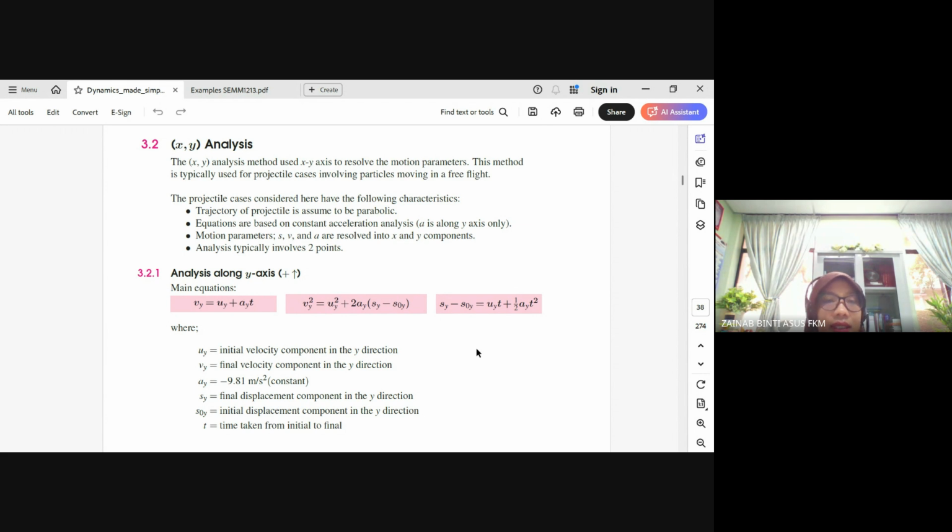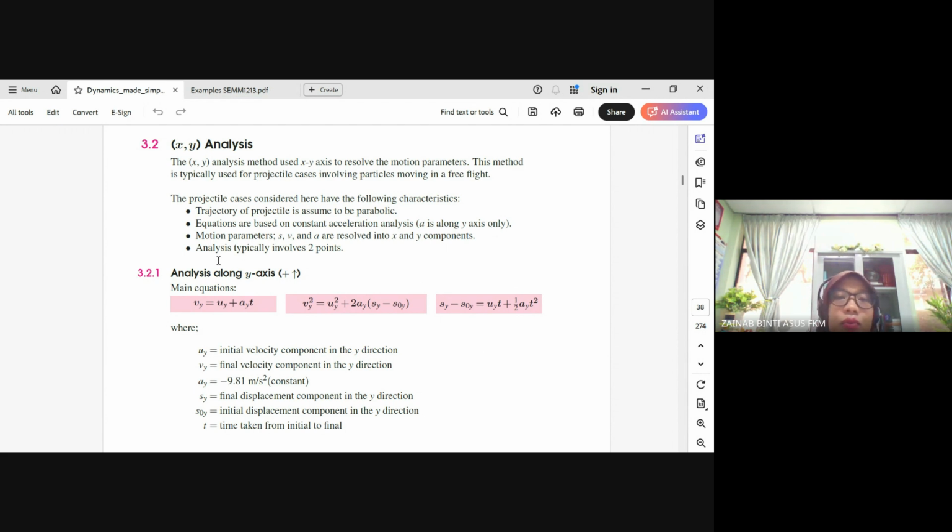The projectile cases considered here have the following characteristics. The trajectory of the projectile is assumed to be parabolic. You must know it must be a parabolic shape. The equations are based on constant acceleration analysis, where your A is along the y-axis only. We consider the acceleration only on the y-axis.